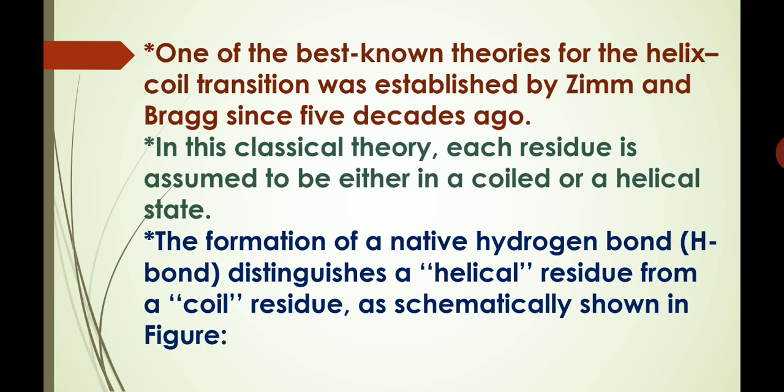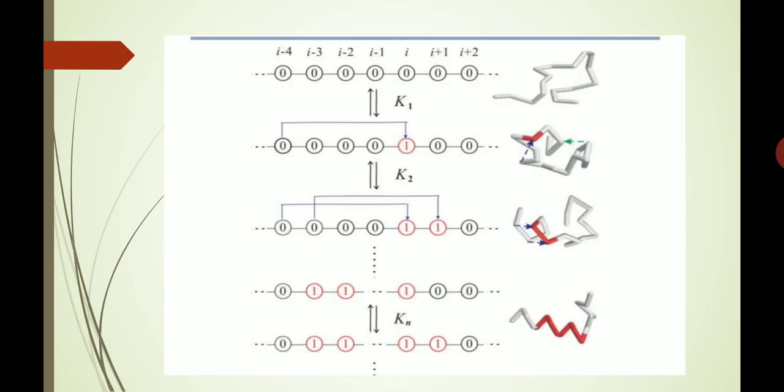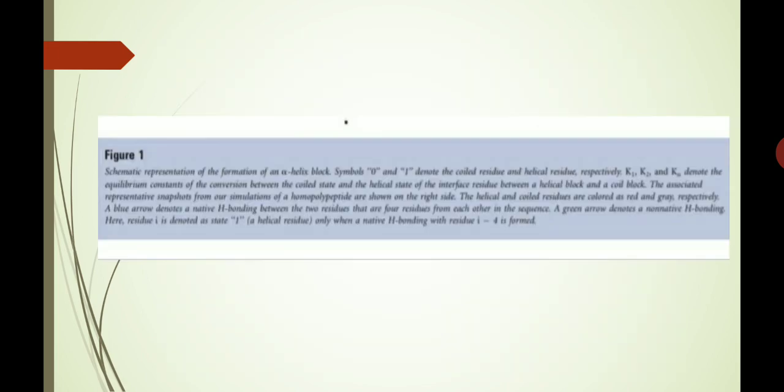One of the best known theories for the helix coil transition was established by Zimm and Bragg five decades ago. In this classical theory, each residue is assumed to be either in a coiled or a helical state. The formation of a native hydrogen bond, that is, what we also call an H bond, distinguishes a helical residue from a coil residue, as schematically shown in the next slide. Here is shown either the helical structure or the coil structure.